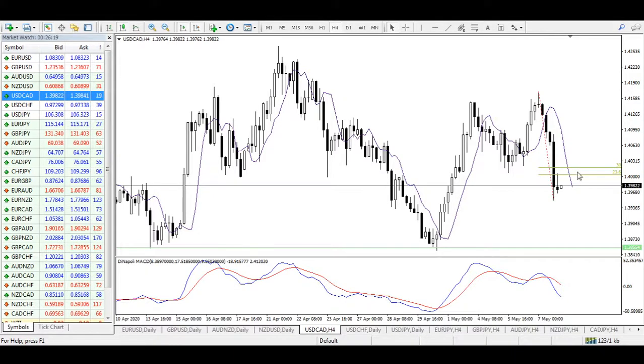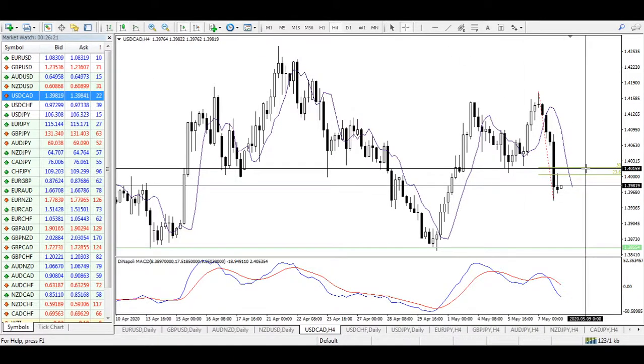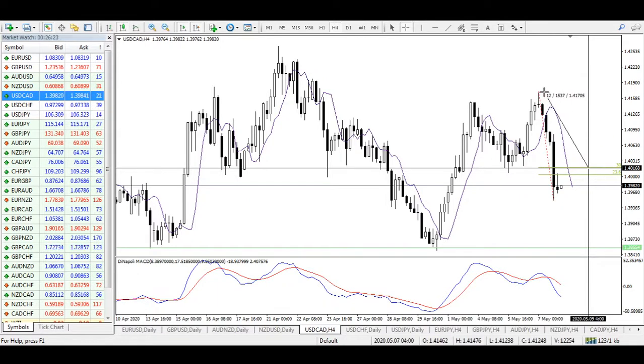So I'm going to target 38.55. So here we have a stop loss of almost 156 pips and a take profit of almost 160 pips. So this is giving us equal risk and reward, and this trade is looking good.